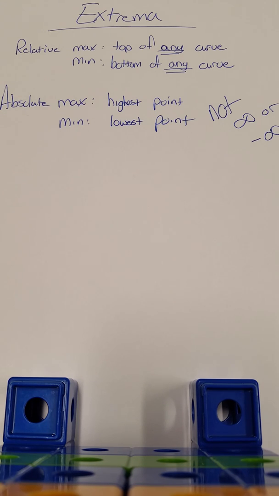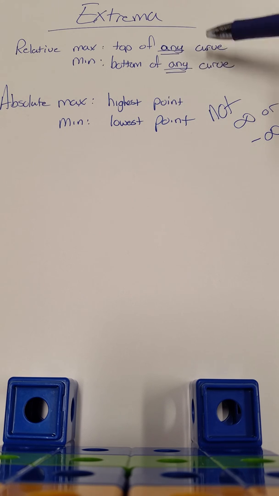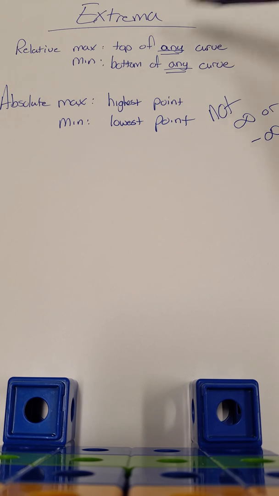All right, Extrema. Looking at relative maximums, relative minimums, absolute maxes, and absolute mins. Talking through this real quick, the relative maximum is going to be the top of any curve. So if we're looking at the graph, the top of any curve is a relative max. The bottom of any curve is a relative minimum. Okay, so you're going to have multiple relative maximums, you're going to have multiple relative minimums.